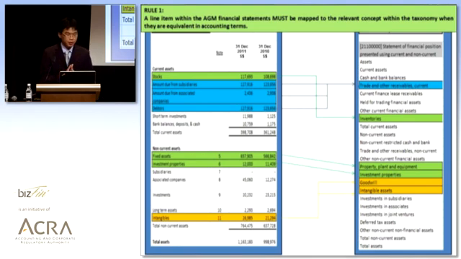So the first mapping principle that we'll be covering is that a line item within your AGM financial statements must be mapped to a relevant concept within the taxonomy if they are equivalent in accounting terms. So referring to the examples which are highlighted in green, you can see that because stocks is equivalent to inventory in accounting terms, you need to map the amount of stocks to what is being disclosed for inventory. And the same thing goes for the fixed asset. Because it's equivalent to property, plant, and equipment, you similarly have to allocate the amount to property, plant, and equipment accordingly.